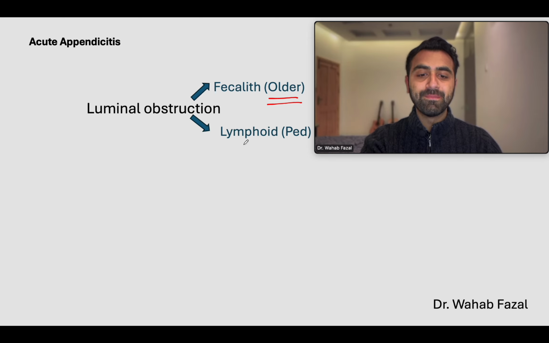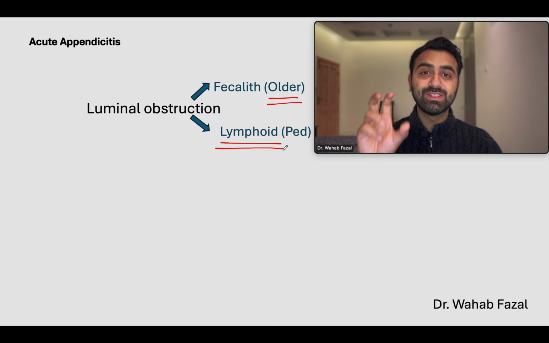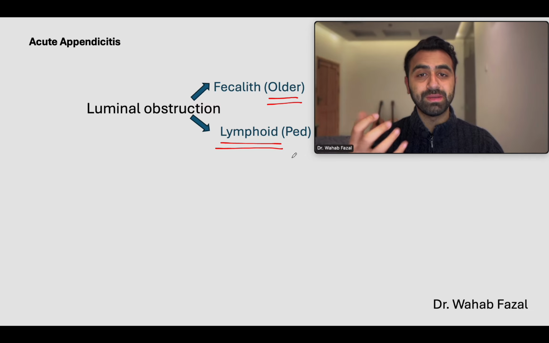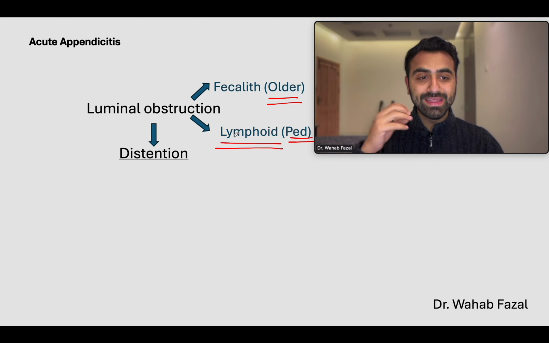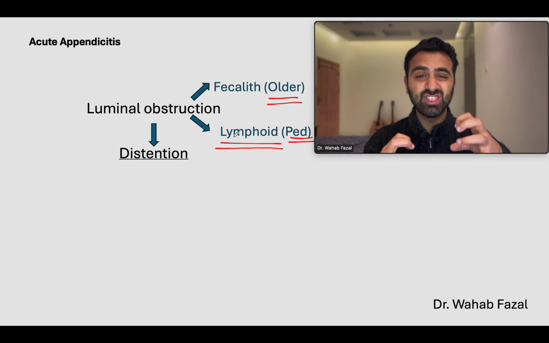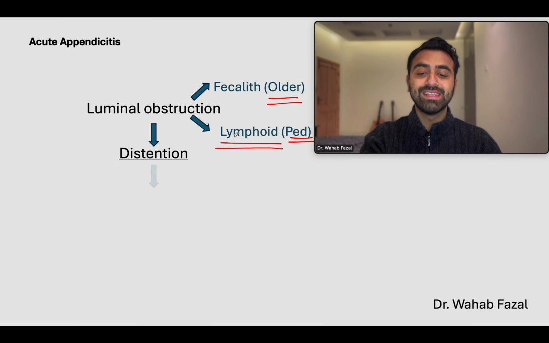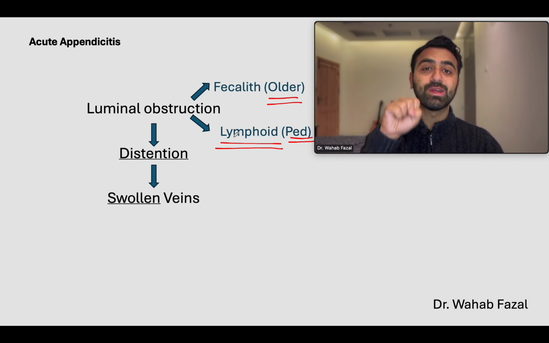In younger people, this is due to lymphoid hyperplasia. What does that mean? That means due to the lymph cells and their inflammation and their hyperplasia, meaning they divide in number and then they block the lumen of this organ, particularly in the pediatric population. And that's how appendicitis happens in the pediatric population. And what does that lead to? That leads to the distension. That leads to a buildup of pressure inside this organ, which causes the veins to swell up.